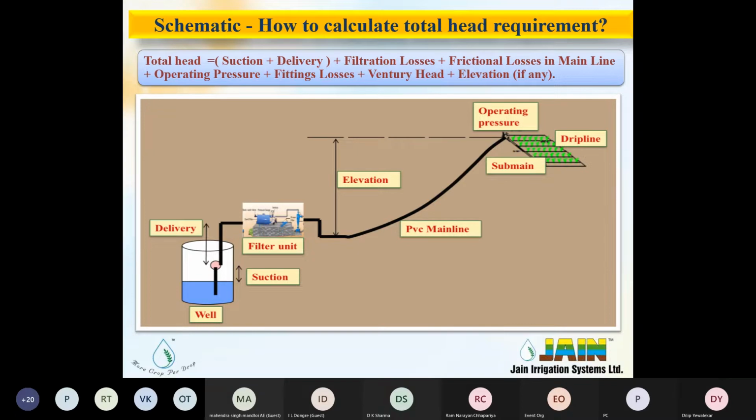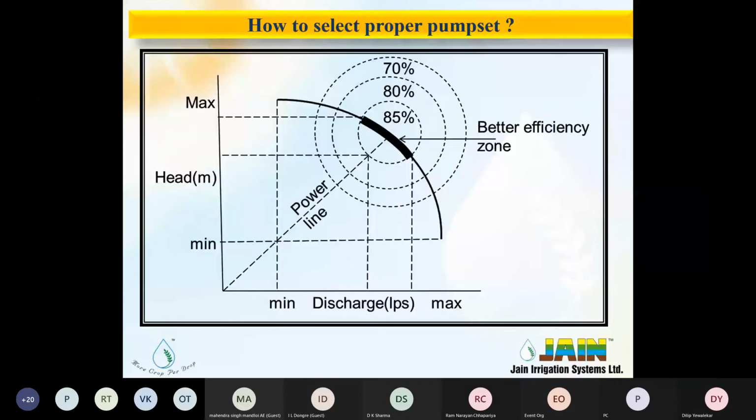Market, what happened? Local pumps are available in stock. So the local dealer and the farmer don't understand which kind of pump has to be selected. So it is very important to select the proper pump for the working of the system.